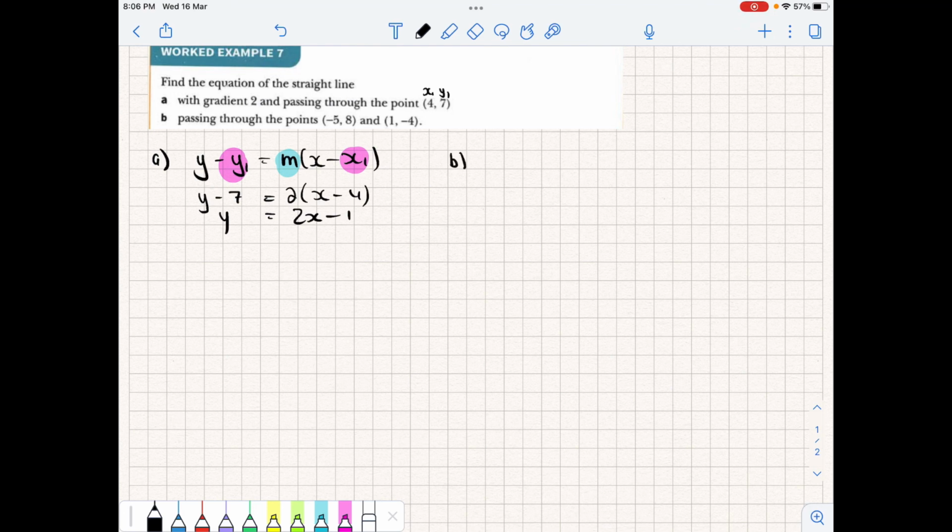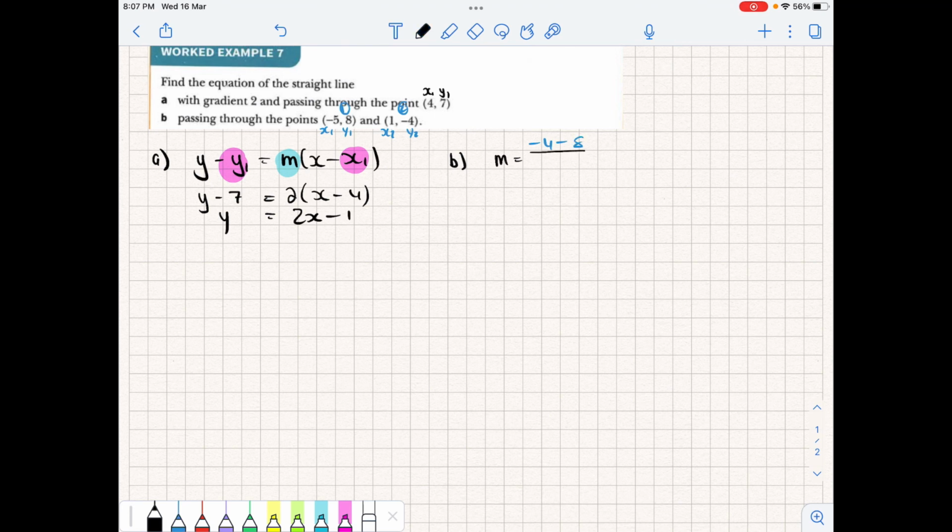Okay. So question B says we have a line and it passes through the following 2 points and we need to calculate its equation. So we aren't given the gradient. However, we have 2 points and all we need to calculate gradient is 2 points. So like before, we need to say this is point 1 and this is point 2. So we have x1 and y1 and x2 and y2. So to calculate gradient, we'll take y2 minus y1. So we'll have minus 4 minus 8.